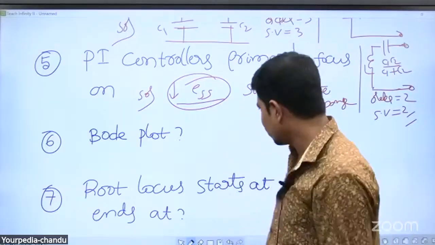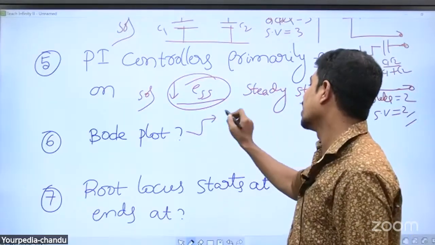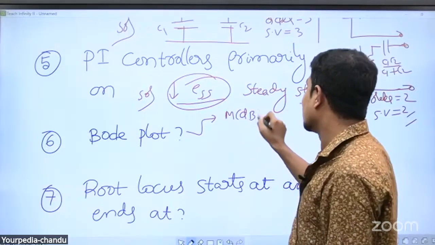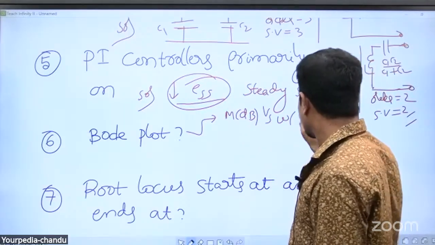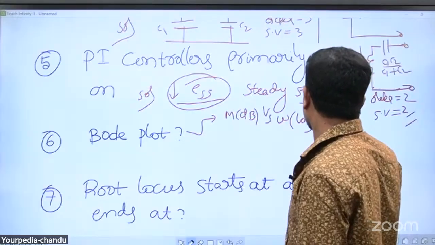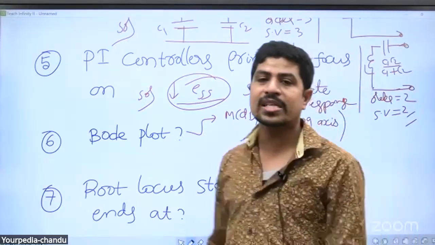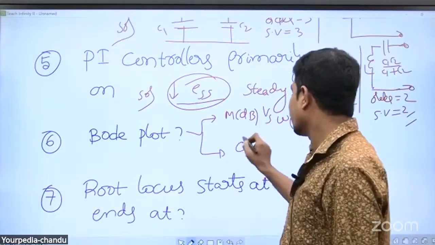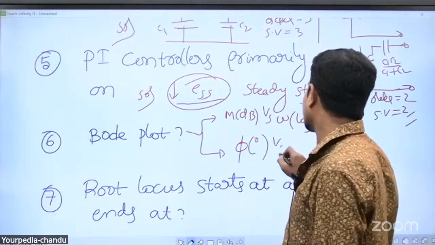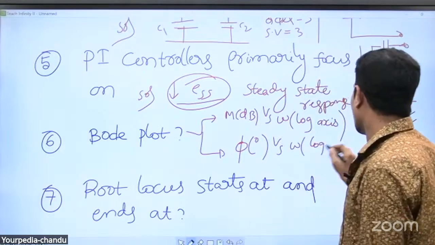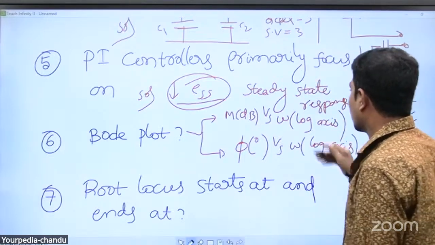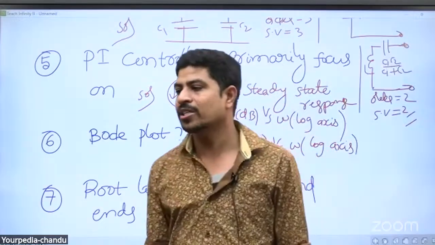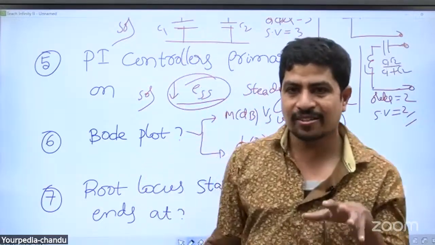What is a Bode plot? Very simple. Bode plot is having two parts: magnitude in decibels versus frequency on log axis. Yes, we draw Bode plot on semi-log sheet, right? And another part of this Bode plot is phase angle in degrees versus frequency again on log axis. Bode is having magnitude plot as well as phase plot, right?